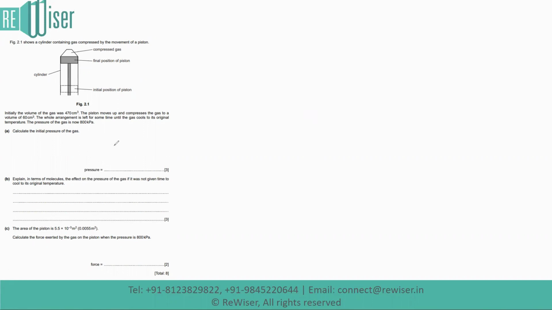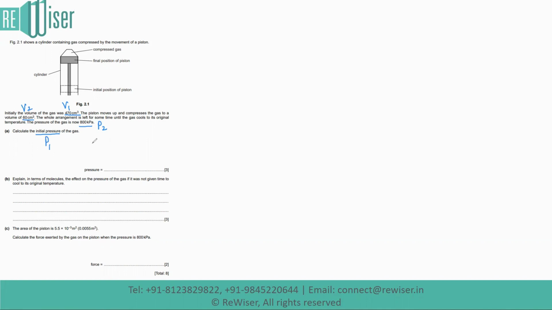The whole arrangement is left for some time until the gas cools to its original temperature. The pressure of the gas is now 800 kilopascal. Calculate the initial pressure of the gas. So here we have volume V1 as 470 cm³, volume V2 as 60 cm³. We have the final pressure P2, while the initial pressure P1 is asked to be calculated.